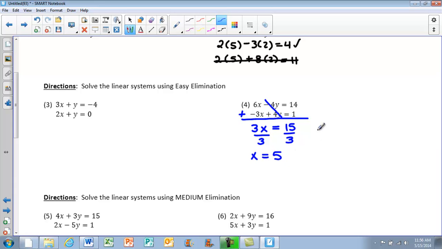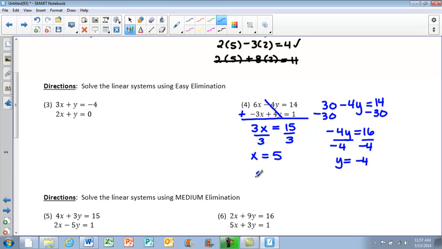I then have to plug it back into one of the equations, so I'm just going to plug it back into the first. 6 times 5 is 30, minus 4y equals 14. Subtract 30 from both sides, and I have negative 4y equals 16. Divide both sides by negative 4, and I have y is equal to negative 4. So now I have my solution, 5, negative 4. This is where those lines will intersect.